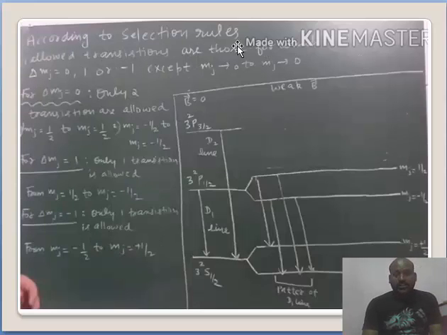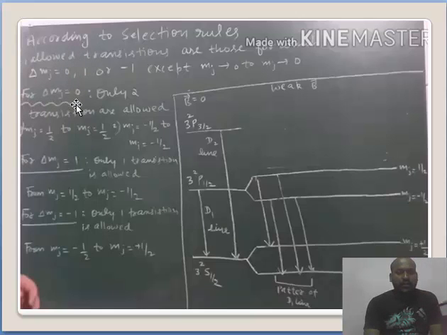According to the selection rules, the transition is allowed only for delta mj. This rule is applicable only to the delta mj value, which should be 0 or plus 1 or minus 1. Other values are not allowed by this selection rule. I will explain once again. The selection rule is obeyed only if the delta mj value is plus 1 or minus 1 or 0.